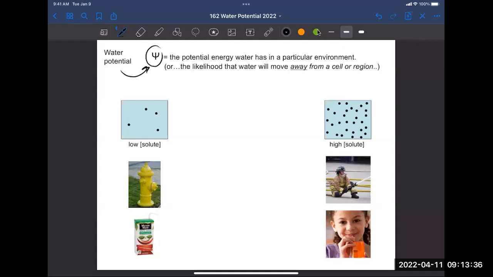Now, as I said, there's two things that will affect water potential. And over here, all of the things on this side have high water potential.